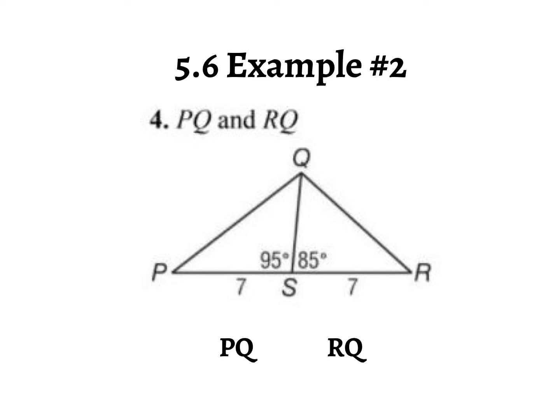Here, I'm going to do the converse. Now I know the angles, and I want to predict the sides. How does PQ compare to RQ? So I look at the angles opposite to them. Angle S on the left side is opposite to PQ, and angle S on the right side is opposite to QR. Since 95 degrees is greater than 85 degrees, I know that PQ must be longer than QR.